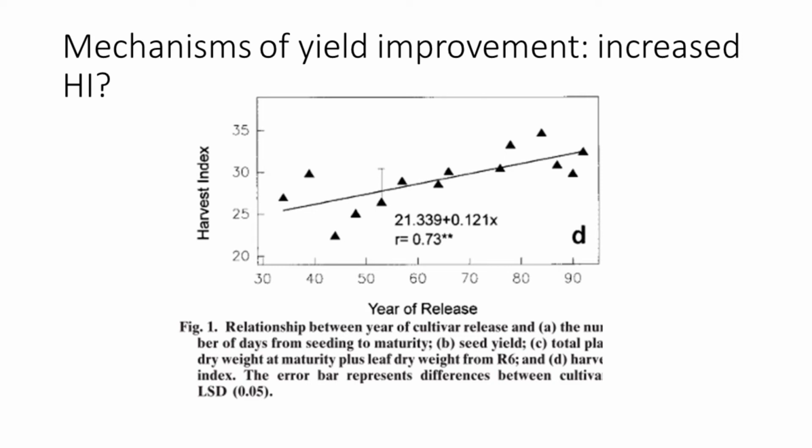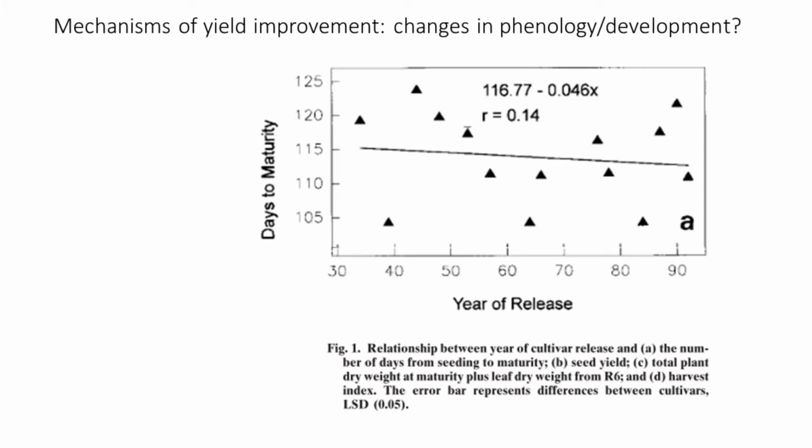yielding as well. So that second avenue of yield improvement open to breeders is changes in phenology and development of that crop, essentially better matching the timing of developmental events to that given climate. And so what we see here is that across years of release, in soybeans, no significant difference in days to maturity, no significant trend across years of release. And so changes in phenology likely had very little effect on yield improvements over time.